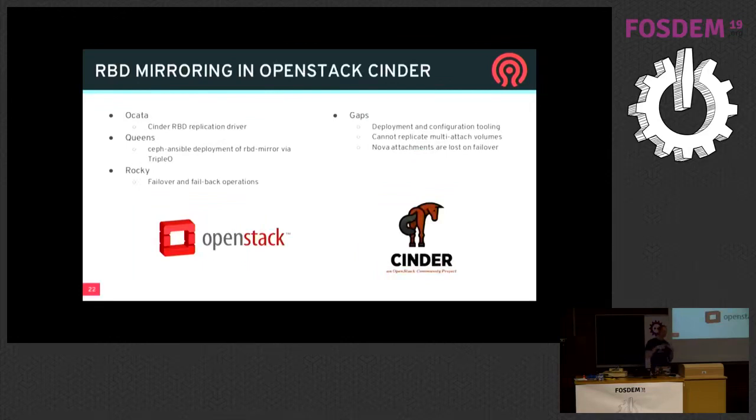The first primary consumer of this is OpenStack Cinder. Over the last several releases, there's been addition of RBD replication drivers, and investment in a lot of the tooling that deploys it and configures it over Ocata, Queens, and Rocky. But it's not a completely satisfying solution. So there's a lot of tooling around setting this up and configuring it. And the key thing is that even if you have this all set up in OpenStack and you lose an entire OpenStack site, your storage will come back on the secondary site, but it doesn't set up all your Nova attachments. It doesn't actually restart your VMs.